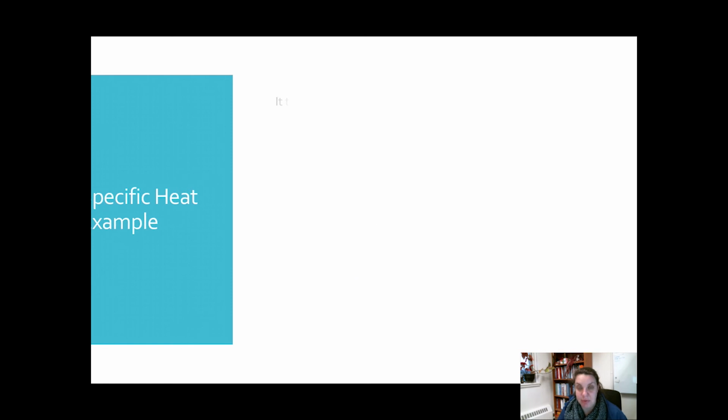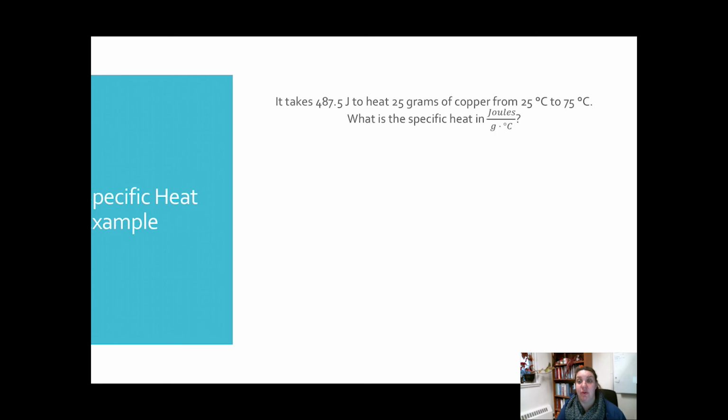Let's try an example. If we have 487.5 joules of energy required to heat 25 grams of copper from 25 degrees Celsius to 75 degrees Celsius, with this information we want to determine the specific heat of our copper.